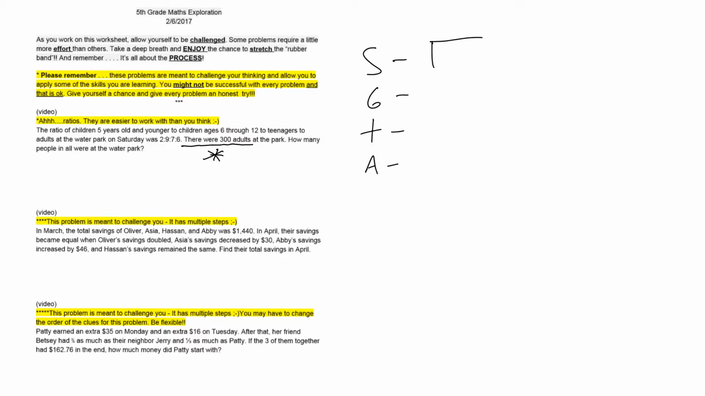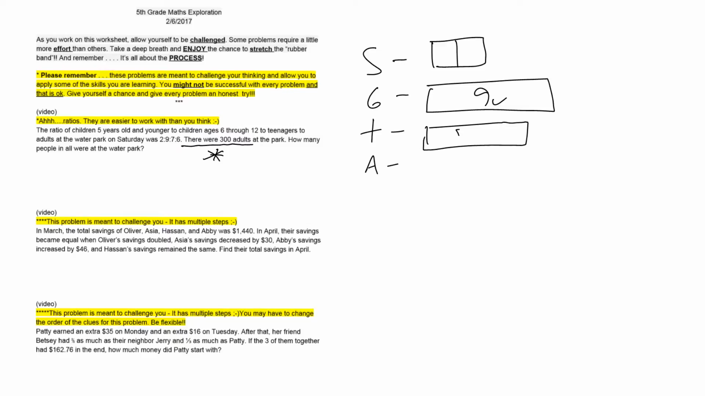So that means I would give my 5-year-olds or younger 2 units. That would mean then that my 6 to 12 would get 9 units. I'm just going to draw a box and write 9U in there. And then for my teenagers, 7 things, slightly smaller box, I'm going to write 7U. Now for my adults, there's 6 units. So I'm going to give them 6 units.